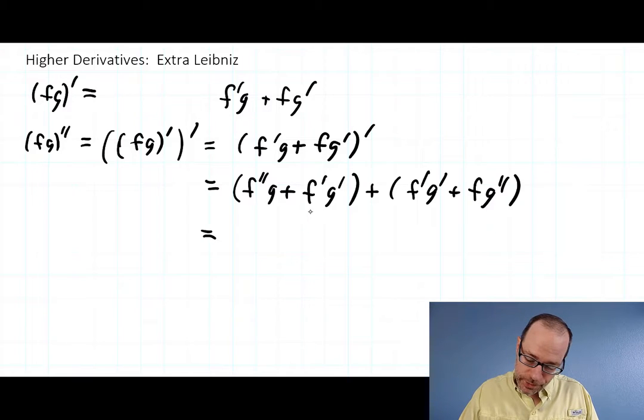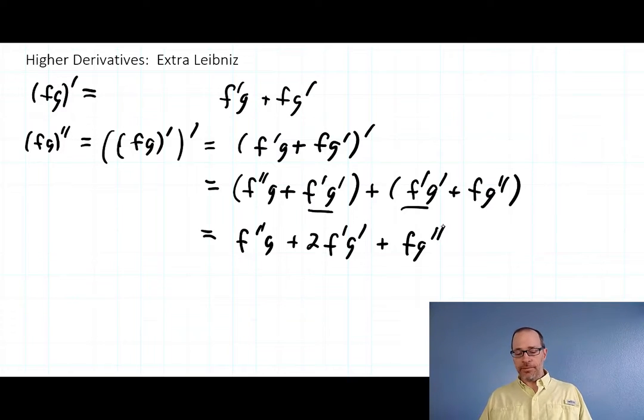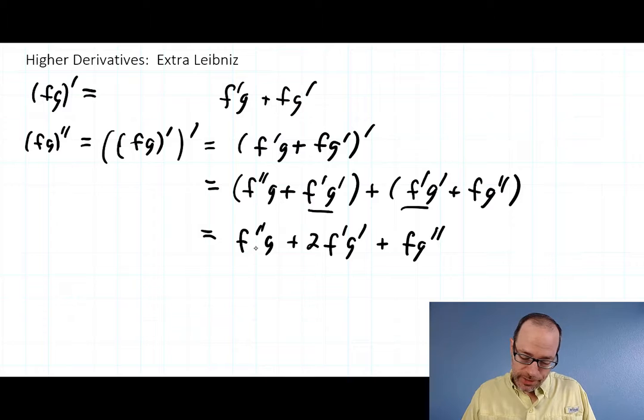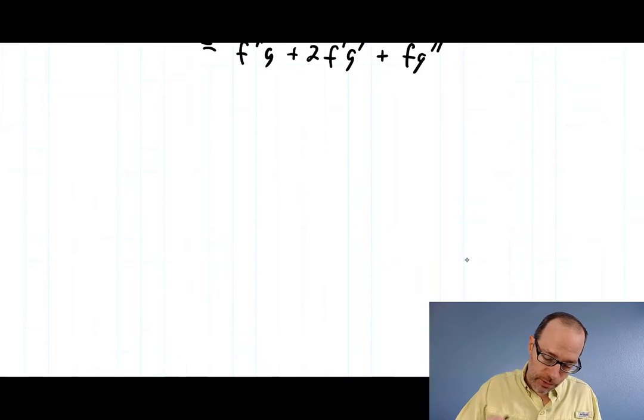So if we gather terms here, we've got some repeats. So we end up with f double prime g plus 2 f prime g prime plus f g double prime. Okay, so notice how the derivatives start all two of them on f, none on g, and they slowly work their way towards g. So only now one on f and g gets one, and then none on f and g gets both of them. You can do this for 3 derivatives, 4 derivatives, or whatever.